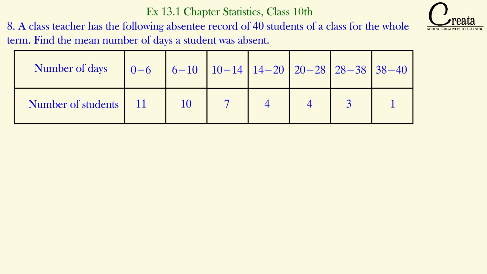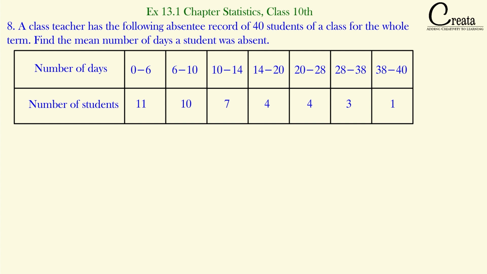In this question, data is given related to the number of absentees of the students. In the first row, the number of absent days is given, and in the second row, we have the number of students. For example, in this column, 11 students are absent from 0 to 6 days. Next, 10 students are absent in the range of 6 to 10 days. On the extreme right, only one student is absent from 38 to 40 days, which is extremely large, maybe due to some circumstances. So observing the question is very important.